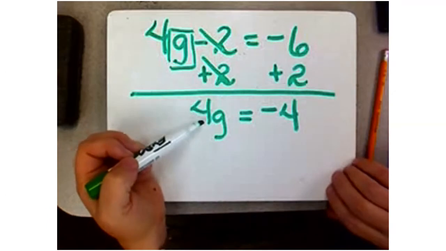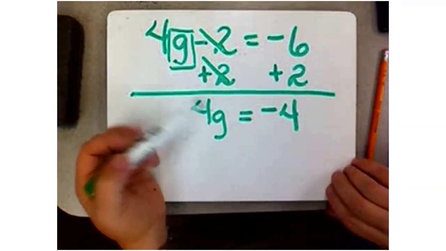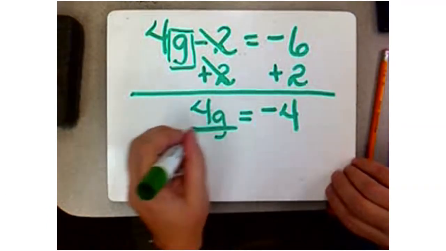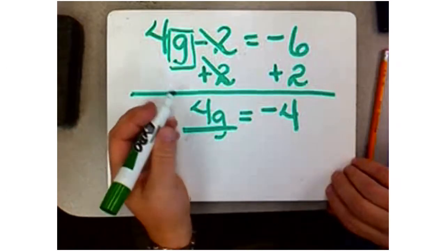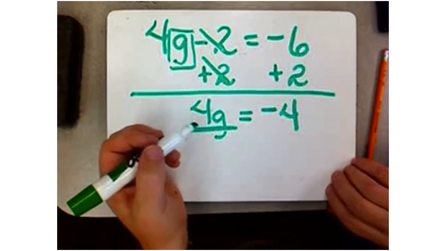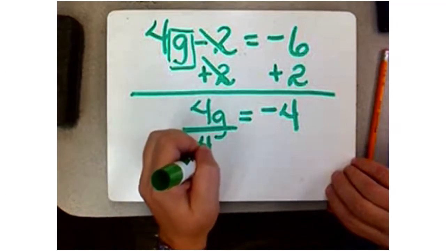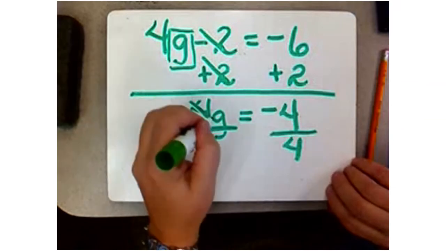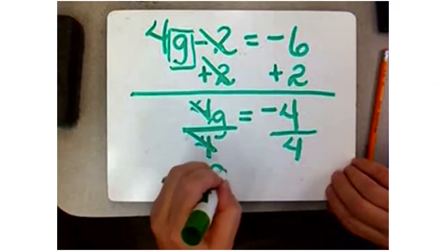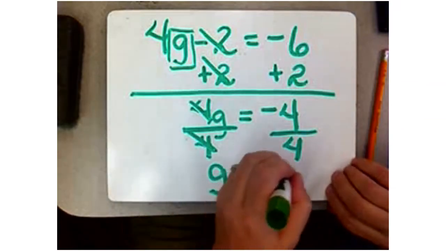So now in order to get rid of 4 times g, we're going to do the division. You practiced this yesterday with the multiplication. To undo multiplication, you do the multiplicative inverse, or divide by 4. So we're going to divide by 4 on the left. We must divide by 4 on the right. They cancel on the left, and we're left with g equals negative 1.